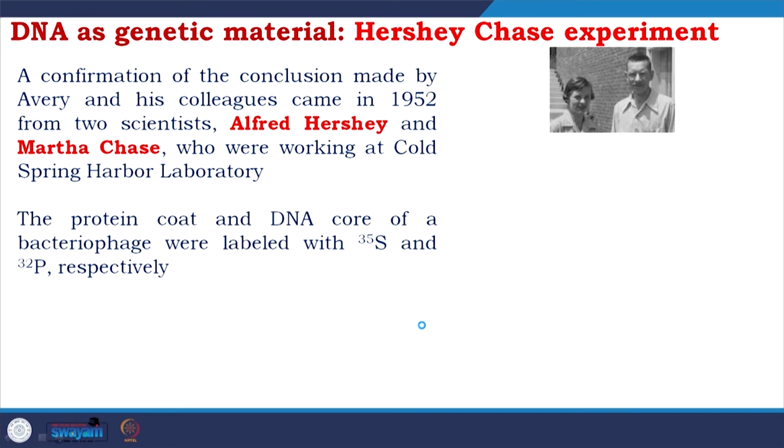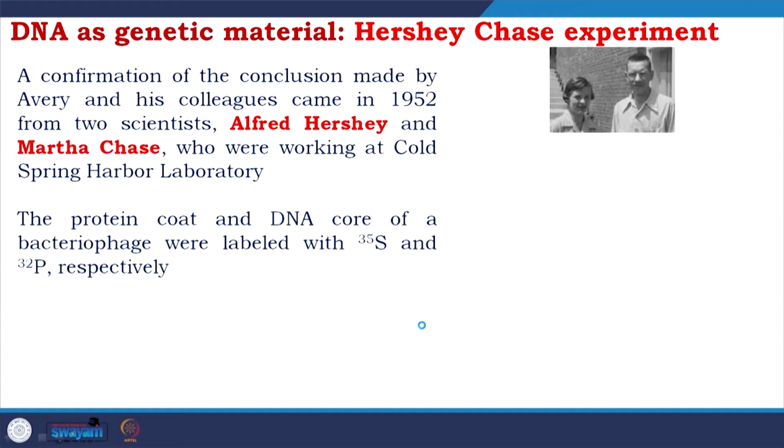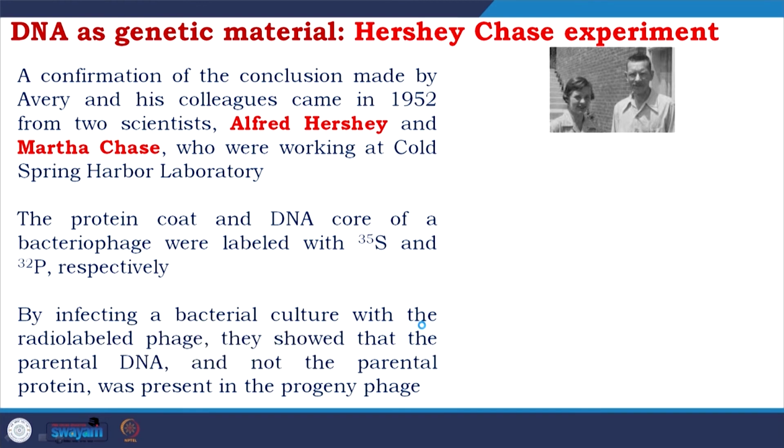The protein coat and DNA core of the bacteriophage, an organism which is a virus that generally kills bacteria, were labeled with S35 and 32P respectively. So, radioactive sulfur and radioactive phosphorus. By infecting a bacterial culture with the radio-labeled phage, they showed that the parental DNA and not the parental protein was present in the progeny phage.